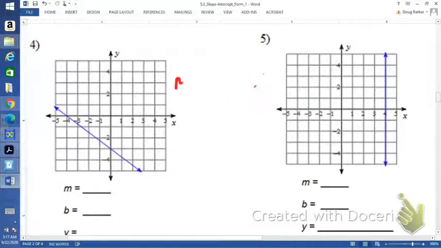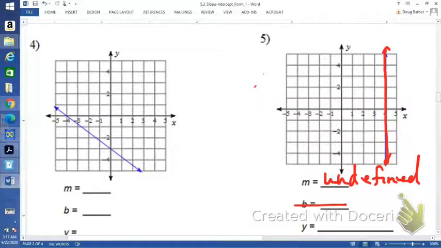In number 5, alright, notice how we have a vertical line. When you have a vertical line like that, your slope is what we say undefined. Right, so you're not going to have any slope. This graph does not cross the y-axis, so there's no y-intercept. And so you're saying, okay, well then, how do I write an equation for this line?